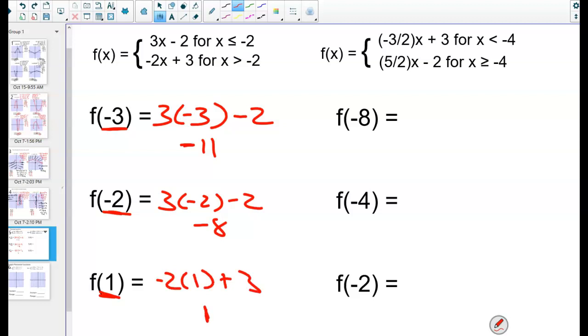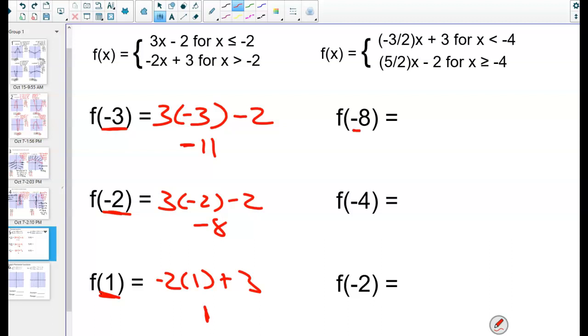I'm plugging my x into the expression that goes where x makes it true. Negative 3 is less than negative 2, so I plug the x into this expression. Negative 2 is less than or equal to negative 2, I plug it into this expression. 1 is greater than negative 2, so we plug it into this expression.